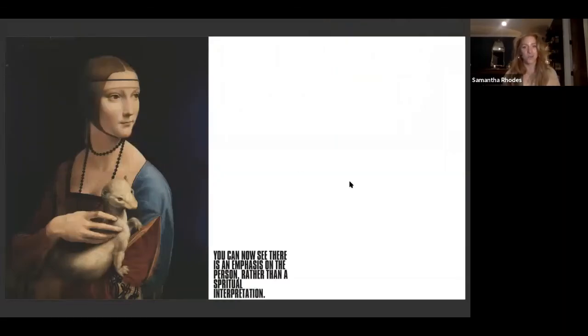So now hopefully we can see there's an emphasis on the person rather than just on the spiritual heightened component. This was not meant to be a spiritual person, but it's a good example of a portrait by Leonardo where they are emphasizing the real person. They're basing some of what they see and a lot of what they create on real people, real faces.